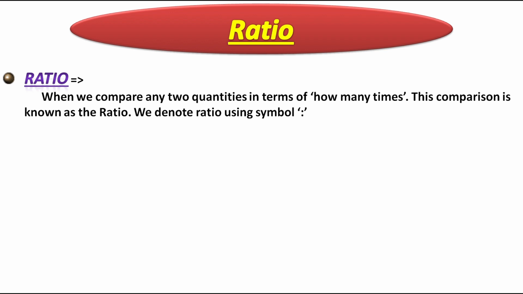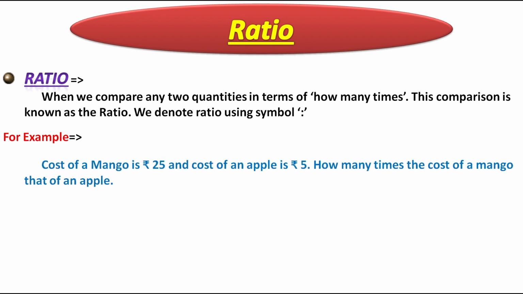Now I'll explain with the help of an example. For example, see here, the cost of a mango is rupees 25 and the cost of an apple is rupees 5. For one mango the cost is rupees 25, and for an apple it is 5 rupees. So how many times is the cost of a mango that of an apple? This statement tells us that we have to compare with the help of ratio.